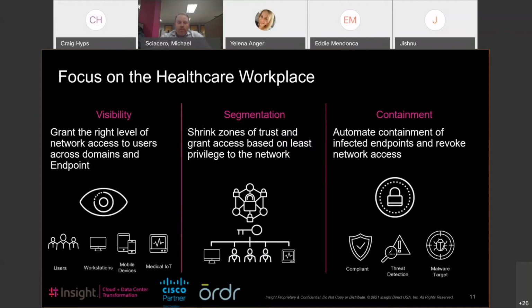So there's a lot to this, right? There's a lot to starting with visibility, a lot to getting the segmentation, and then a lot to actually getting to a containment model. So where do we start?